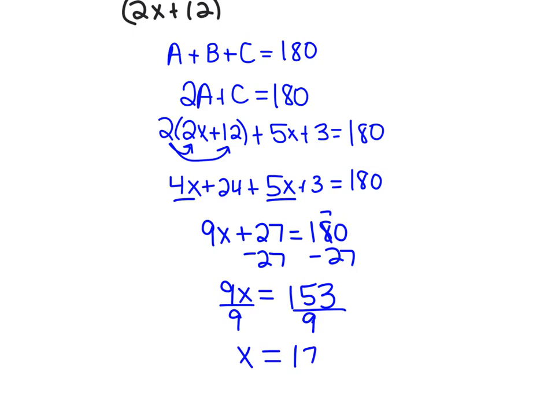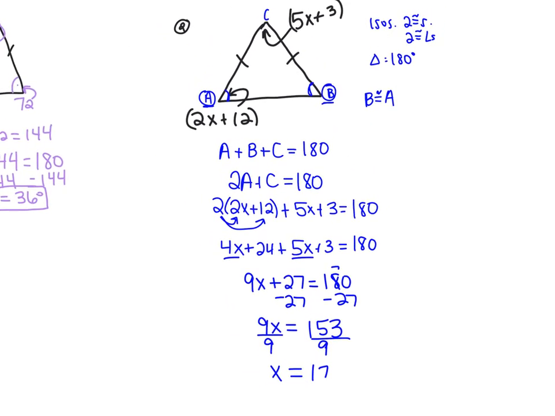Okay, so for this triangle, x is going to be equal to 17. Now, if we were to plug in 17 for x, we would be able to find each specific angle measurement. Okay. So again, we are just going over the isosceles triangles today. Remember, two congruent sides equals two congruent angles, and two congruent angles means two congruent sides.